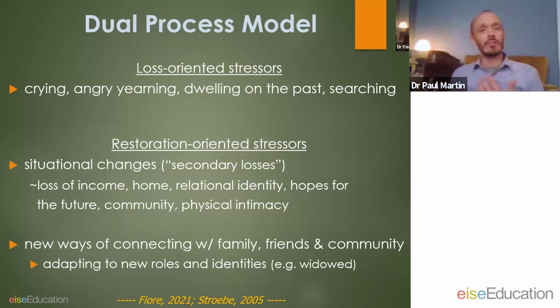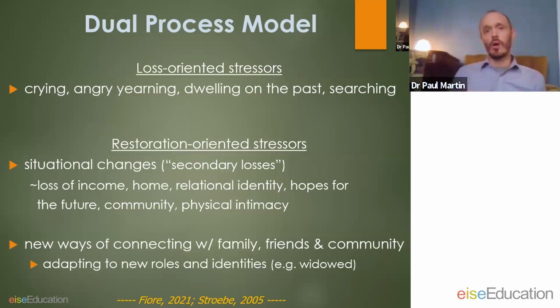Even things like how to be involved in a community, whether or not to seek out physical intimacy with somebody else, and various other ways of figuring out how to connect with family, friends, and the community in different ways. People have to adapt to new roles and new identities after the loss of a loved one. With certain holidays coming up, a lot of bereaved individuals may find that this is the first year where they're having to ask themselves, well, because grandmother died earlier this year, who's hosting Thanksgiving? That's a different kind of stress than loss-oriented stress.